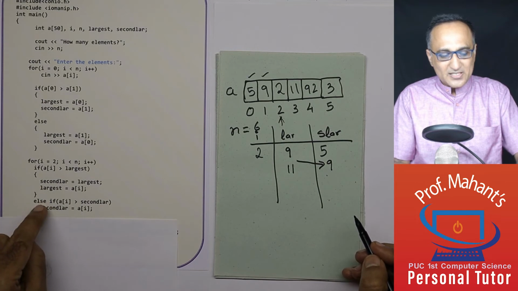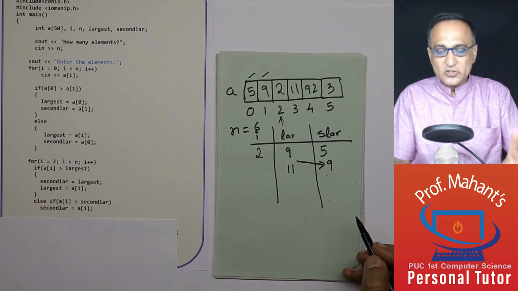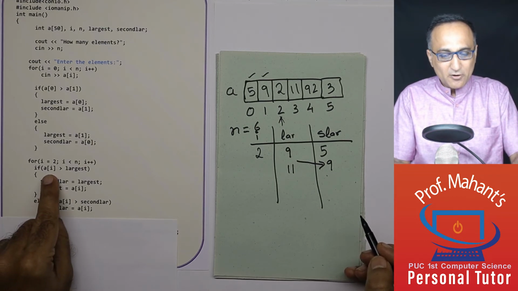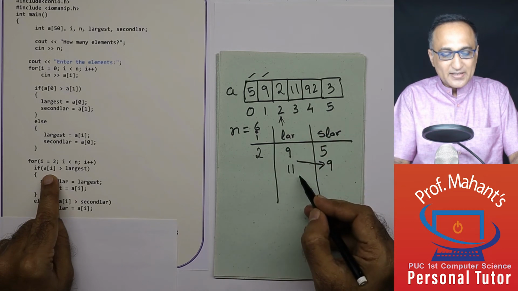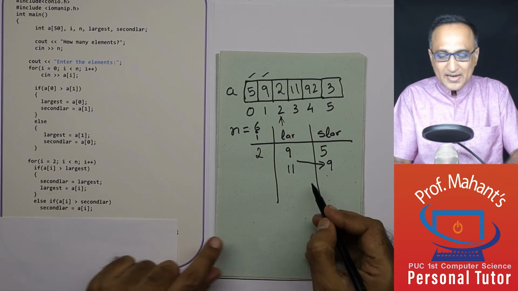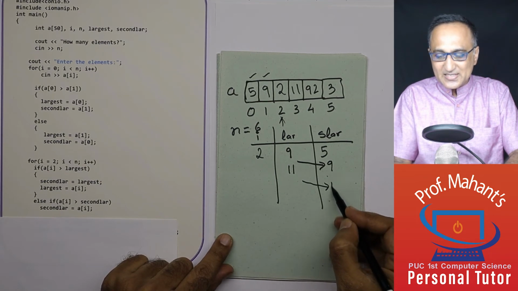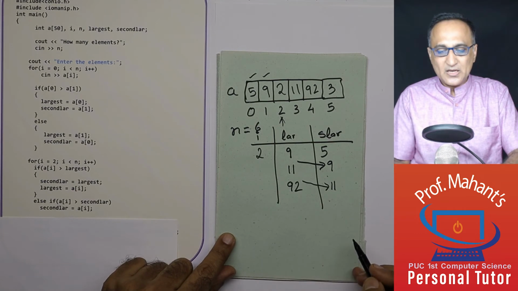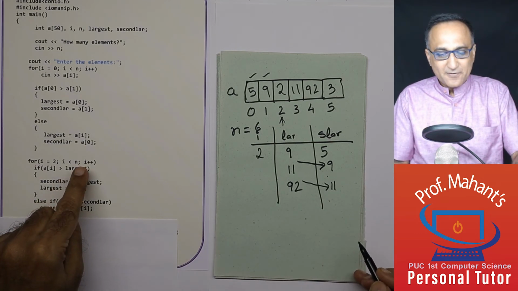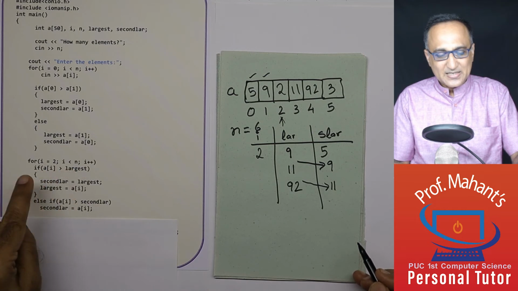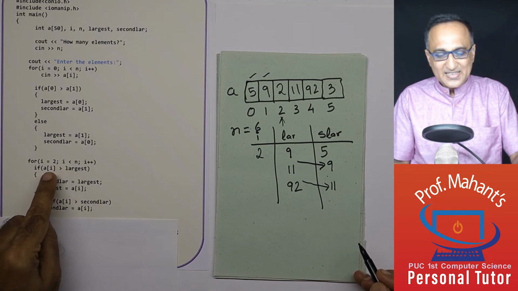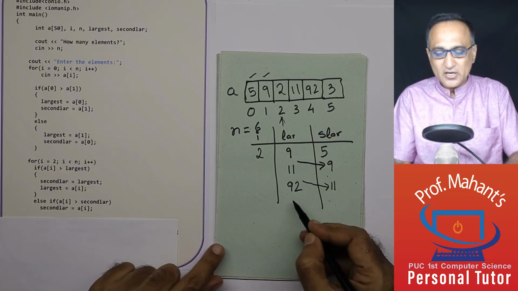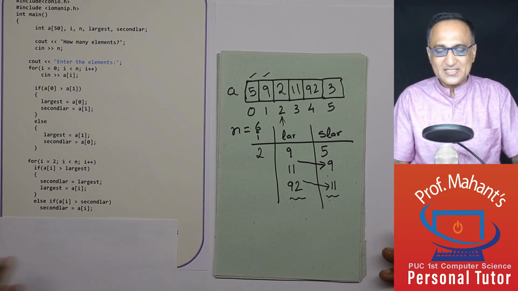Now the else if doesn't get executed, I go back here. I becomes 4. A of 4 is 92. Is 92 greater than 11? Again it is true. So again I need to move my old largest this side and make the new largest a of 4, which is 92. Now I come back here, I becomes 5. 5 is still less than 6. A of 5 is 3. Is 3 greater than 92? False. Is 3 greater than 11? That is also false. So my largest is 92, second largest is 11.